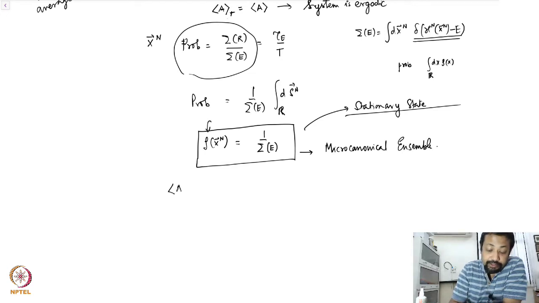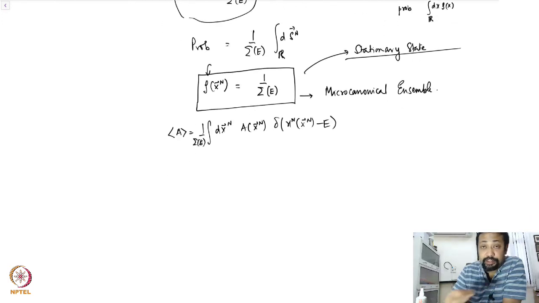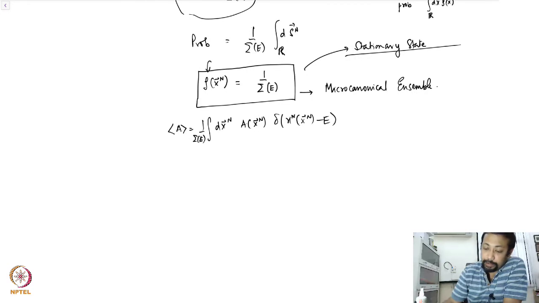and the average of any dynamical variable is now the integral dxn of A of xn, delta hn xn minus e, times 1 over sigma e. The delta function once again ensures that it is only the surface that matters here and not the volume. We shall get rid of this; we shall see later on how to get around this difficulty. Correct?